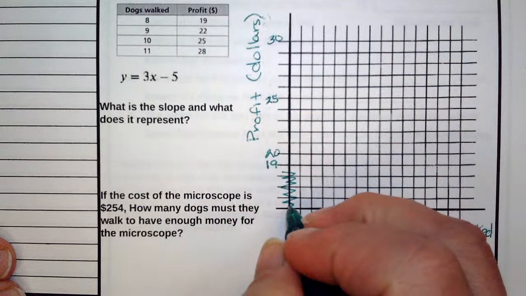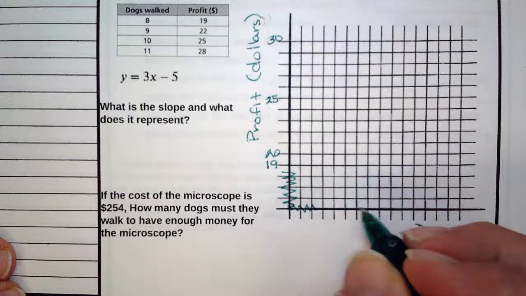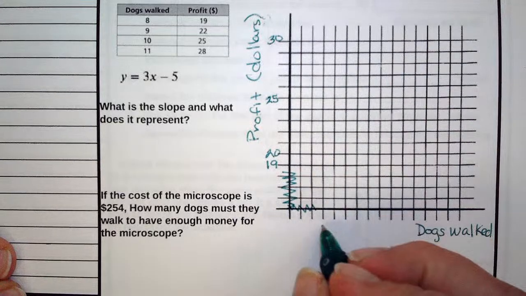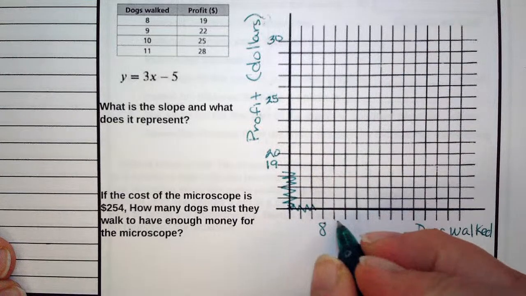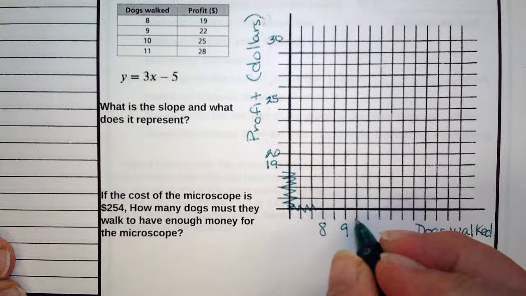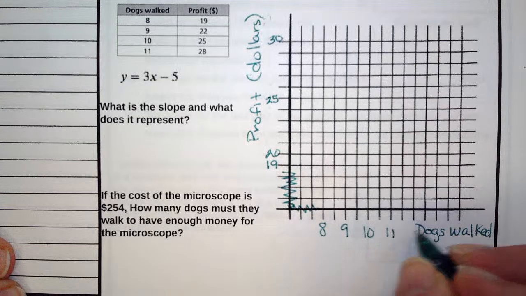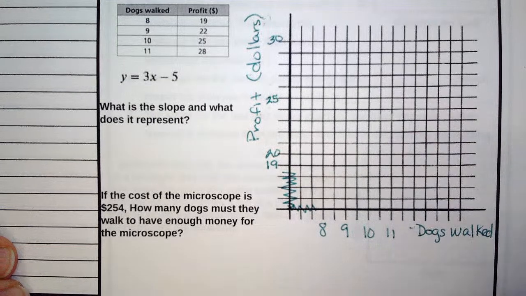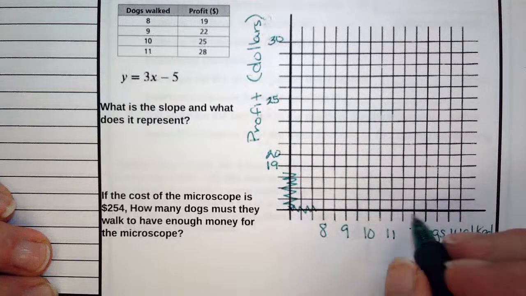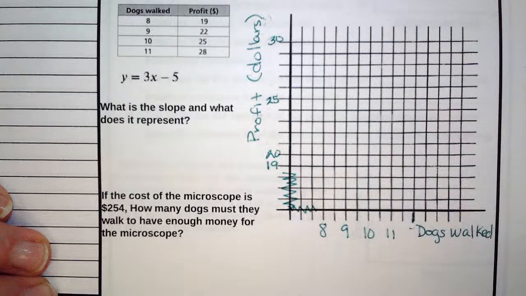Now, same thing happens this way. I'm going to squish it this way, bring it this way. I'll have 8, 9, 10, 11, and 12. This last one here will be 12.